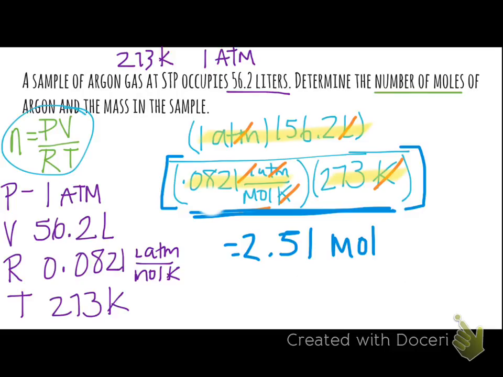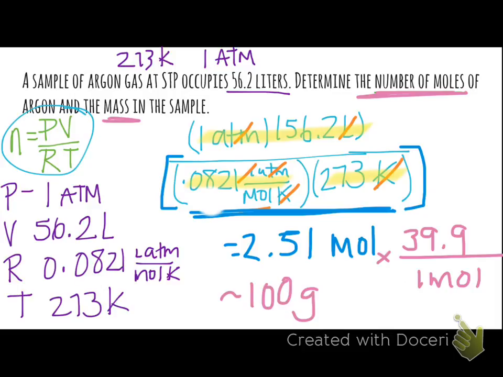All right, so we get a mole value of 2.51, and that solves this part right here, but it also wants the mass in the sample. So if we have this many moles, we're going to want to multiply that by the molar mass of argon, which is 39 point, we'll just do 39.9. So 2.51 times 39.9, you should get about 100.